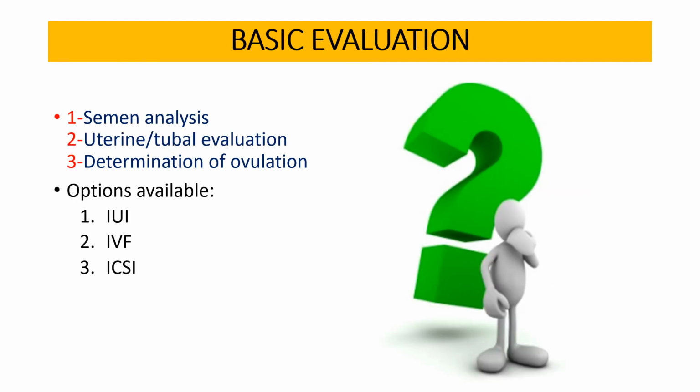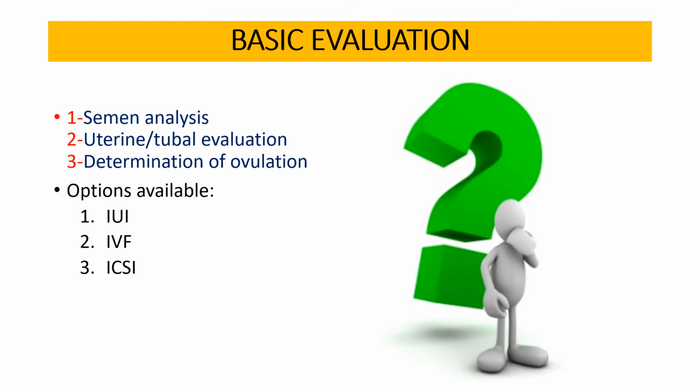So, what is the basic evaluation we do? First, you evaluate the male factor by doing the semen analysis. Then you have to evaluate for ovulation and do uterine or tubal evaluation. So finally, you have evaluated everything, both the male factor and the female factor. Now the options available are ovulation induction, or you go for IUI or IVF or ICSI.